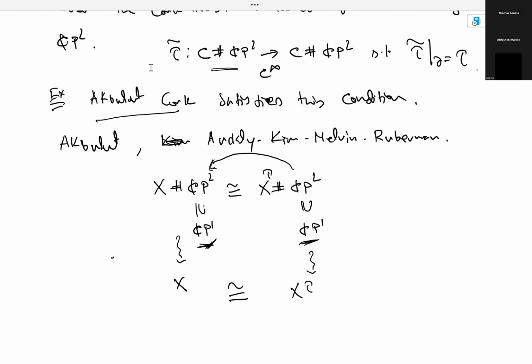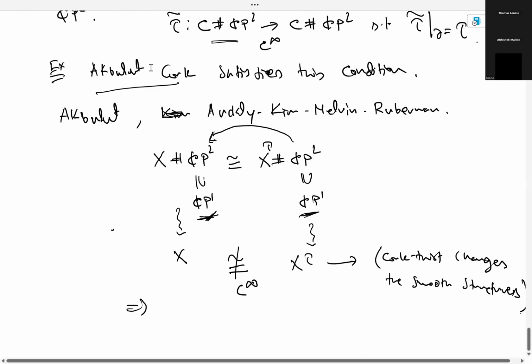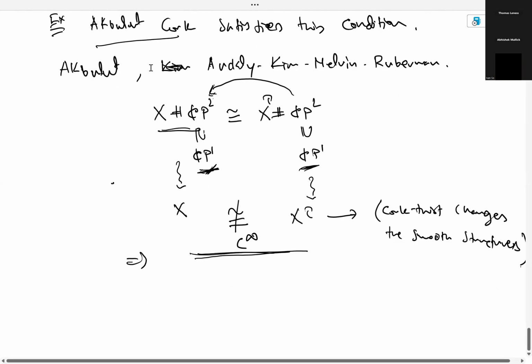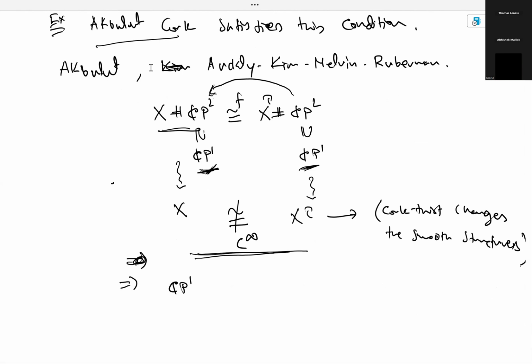But X and X tau, if you assume that they're not diffeomorphic, in other words, the cork twist changes the smooth structure, again, for a certain X, this is always true for the absolute cork, as we did see earlier. Then that implies that this sphere CP1 and the pullback sphere by the diffeomorphism cannot possibly be related by a diffeomorphism of X connect sum some CP2. Because if they were related by a diffeomorphism, then once you take the blowdown, the resulting manifold should be diffeomorphic. So this implies CP1, and let me denote this by F, and F inverse CP1 are exotic.